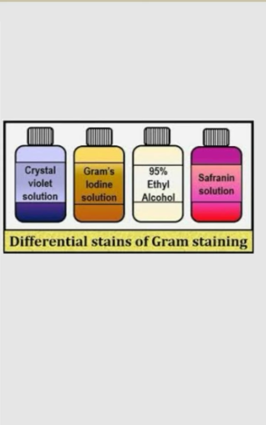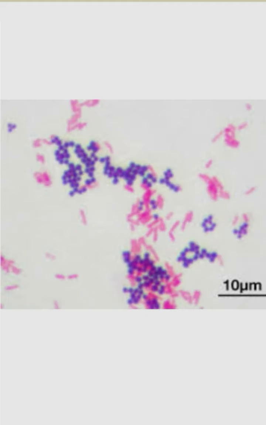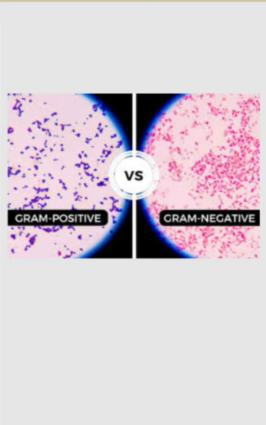When he used these reagents, he observed the sample under a microscope. He found that some bacteria were deep purple or deep violet in color, whereas some were pink in color. Then he differentiated these bacteria on the basis of color into 2 types: gram-positive, which are deep violet in color, and gram-negative, which are pinkish in color.